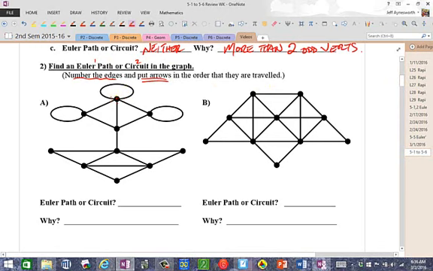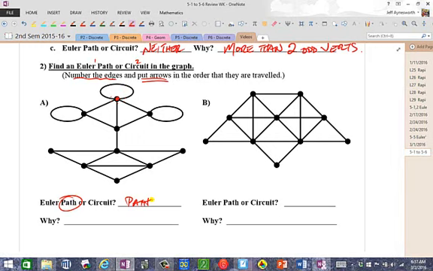This is an odd vertex, so I already know it has a path and not a circuit. So this is a path, first of all, and the reason why is because it has at least one odd vertex. If I have more than two, then I don't even have a path, okay? But so I'm looking for another odd one because I'm going to start at one, end at the other one.